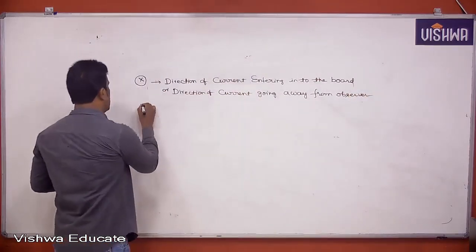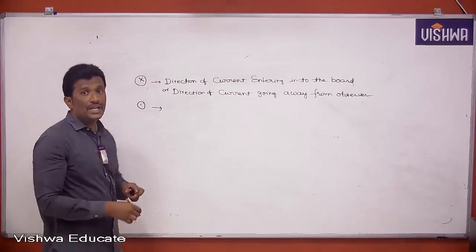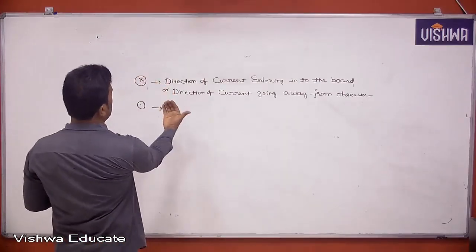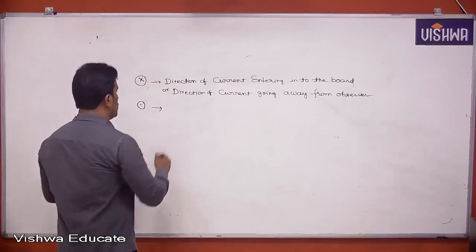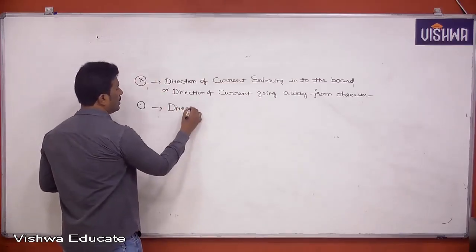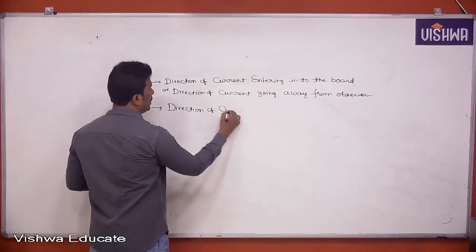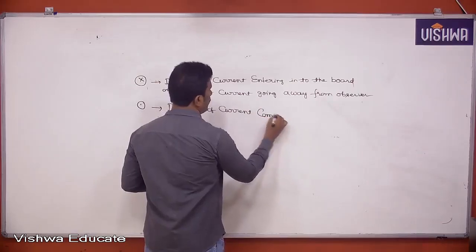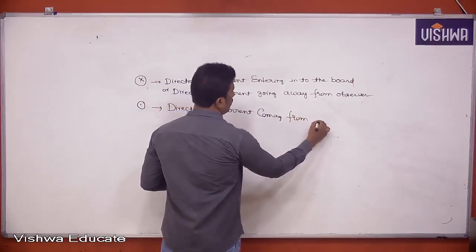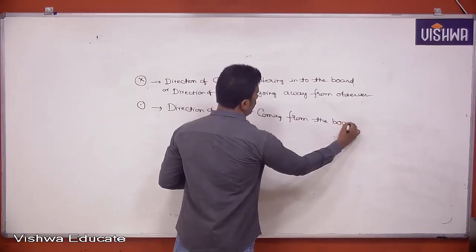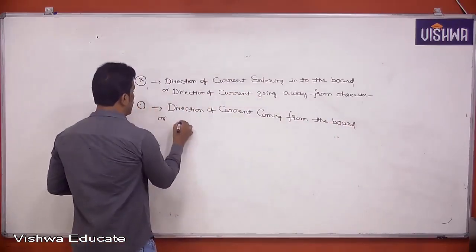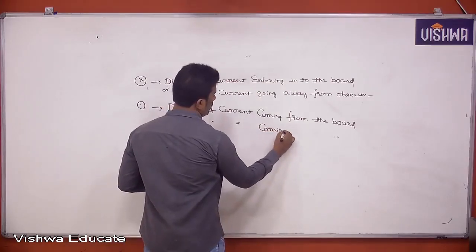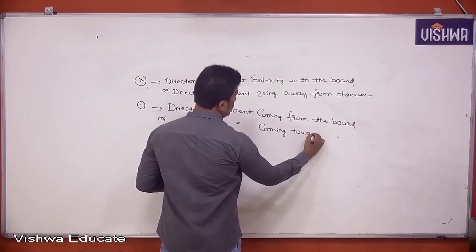Now what about dot? Dot means what? Direction of current coming from the board. Coming from the board means what? It is coming towards the observer. So let me write here, direction of current coming from the board, or direction of current coming towards the observer.